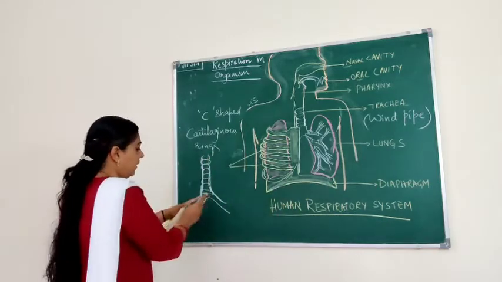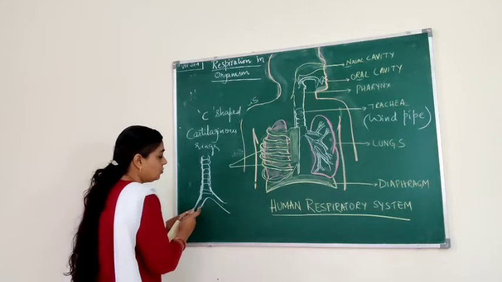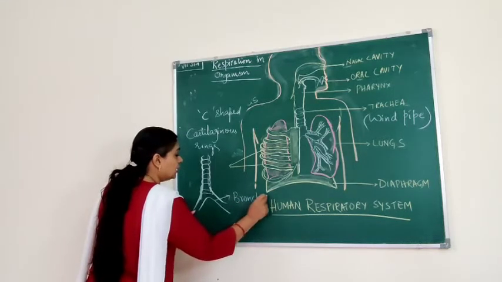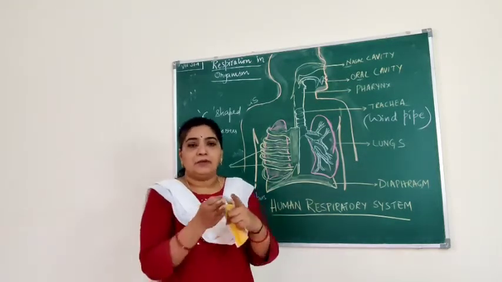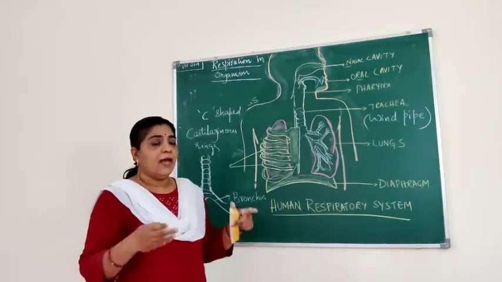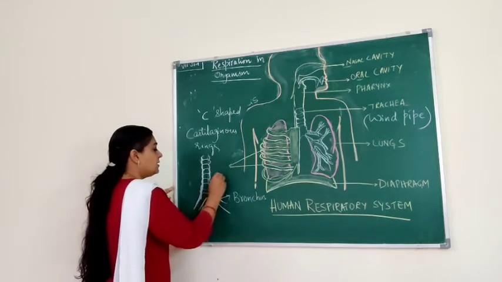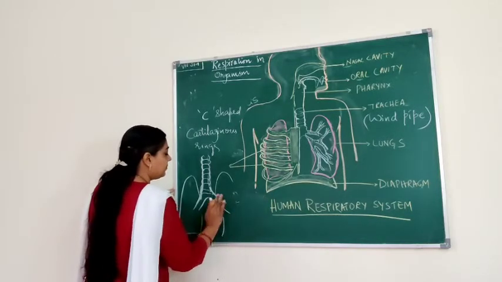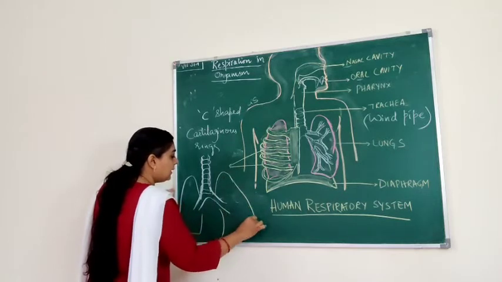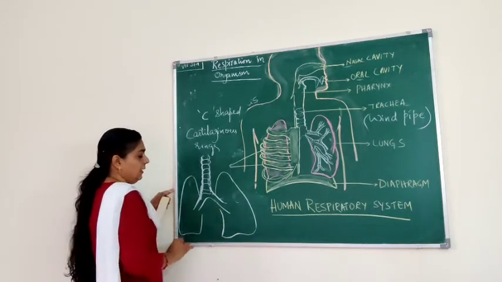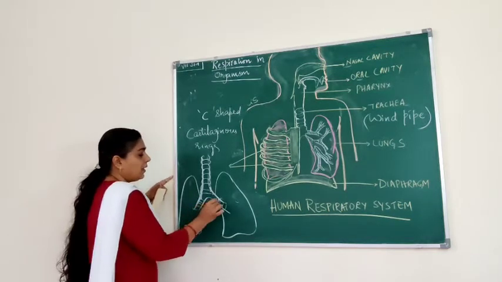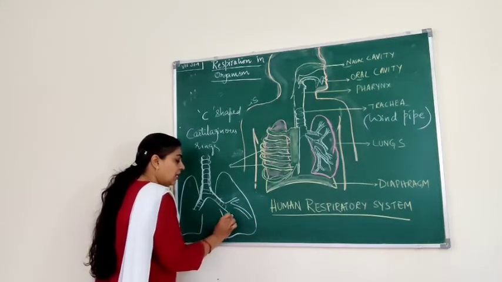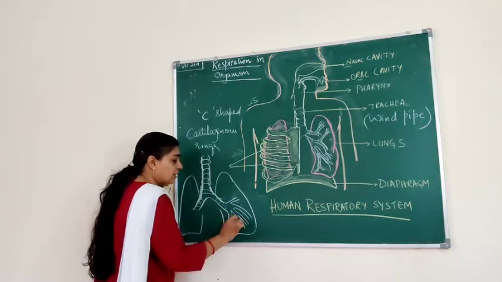And you see this windpipe, it breaks into two branches. This is called bronchi or bronchus. The windpipe will break into two branches and each branch will enter inside the lungs. The bronchi will enter inside the lungs. And you have to show this line everywhere. Then further the bronchi will break into several branches like this.